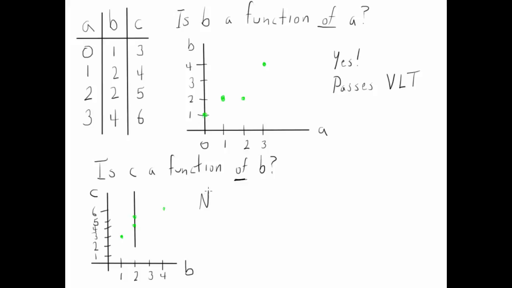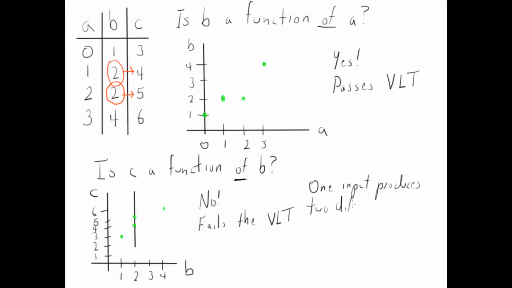So my answer here is no. This fails the vertical line test. Another way of thinking about this is let's look at our inputs here for B. We have the same input here, 2 and 2, but they give rise to 2 different outputs. So we've got one input produces 2 different outputs. And that's again an example, a reason why this is not a function.